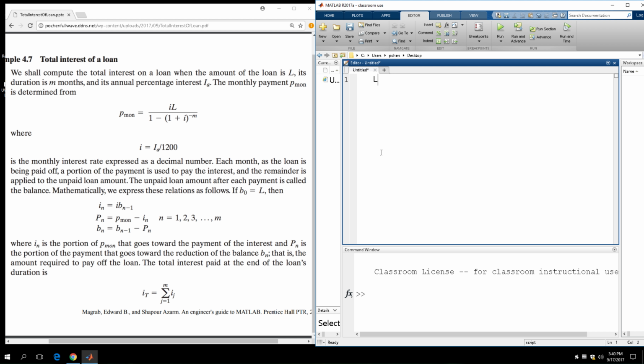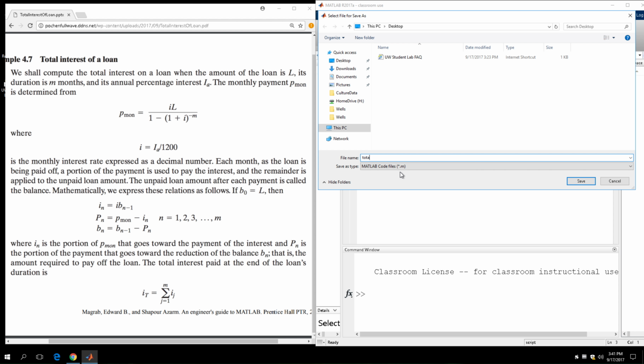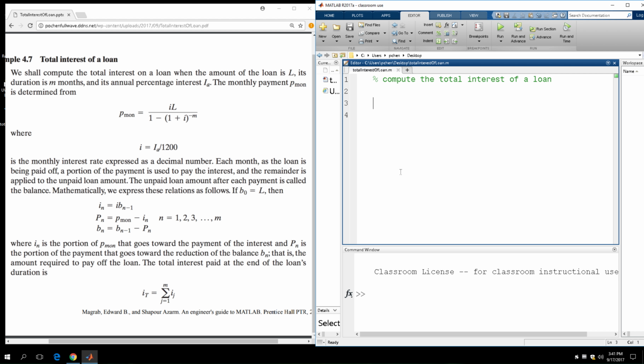Let's call it L, capital L equals input. Now, before we write the code, let's write a comment: compute the total interest of a loan. Let's save it as total interest of loan. And then capital L, that's the loan amount, equals input. We're going to gather it from the user. Please enter the amount of the loan.